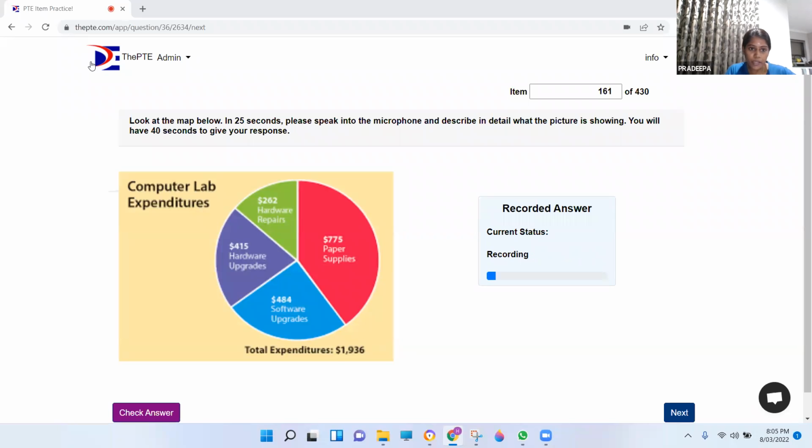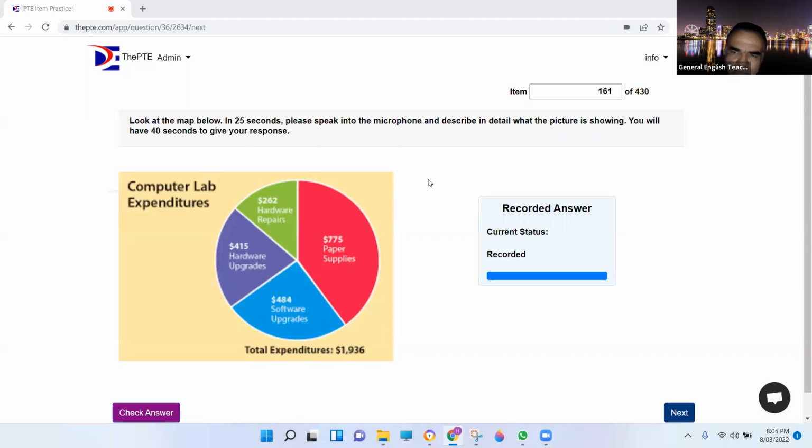The image describes computer lab expenditures. It also mentions paper supplies, software upgrades, and hardware repairs. The total expenditure of the computer lab is $1,936. The red is paper supplies, the green is hardware repairs, the blue one is hardware upgrades, and the light blue one is software upgrades. In conclusion, paper supplies is the most.